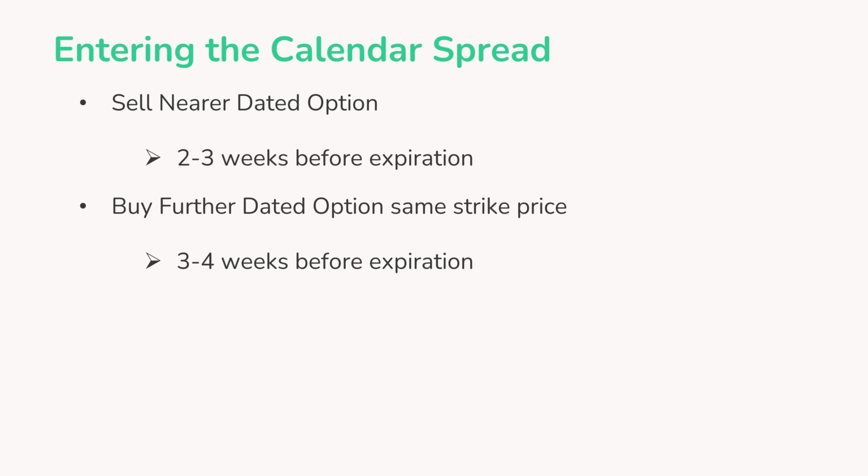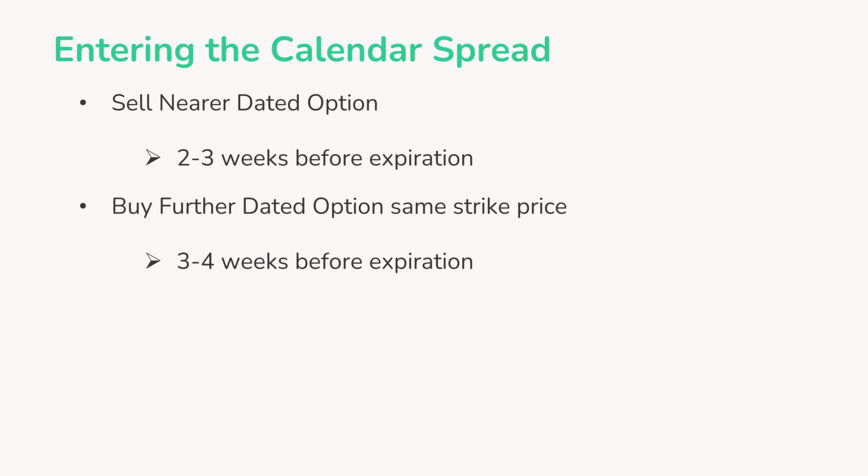So how do I normally enter a calendar spread? For the nearer dated option, I will usually sell the option that is expiring in 2 to 3 weeks' time, and that's because the time premium decays the fastest. And for the further dated option, I will usually buy the option that is expiring 3 to 4 weeks out.